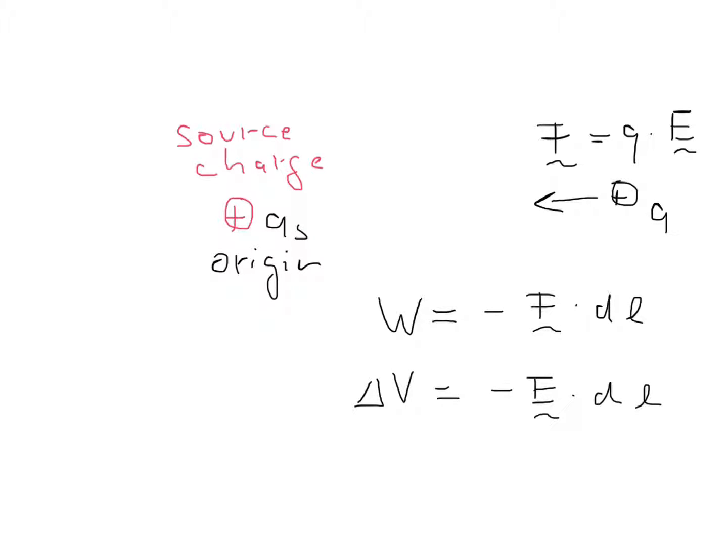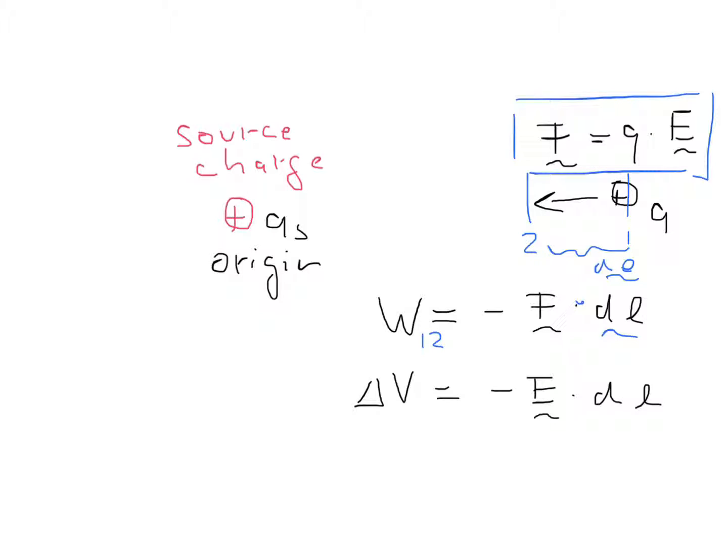If we move our test charge from here, position 1, to there, position 2, associated with that is some work that we have to perform against the field of the source charge. It's the work W1 to 2, and it's equal to minus the force associated with the source charge times the differential length element dl. And we have a dot product here.